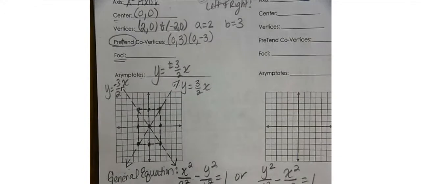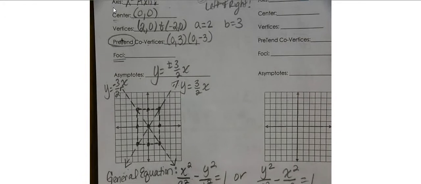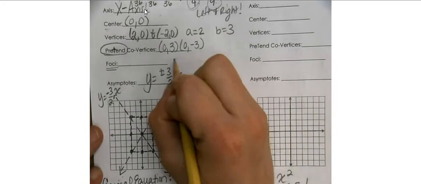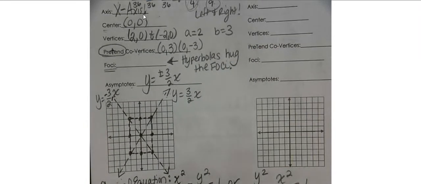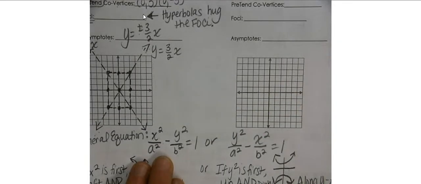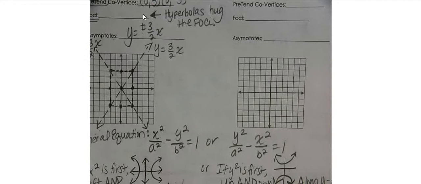I now need to come up with my foci. There's going to be 2 of them, one for each hyperbola. Once again, just like with parabolas, hyperbolas hug the foci. And the foci has an opposite, just like the general equation here is kind of opposite of an ellipse. We're going to be working with an opposite kind of equation for foci.